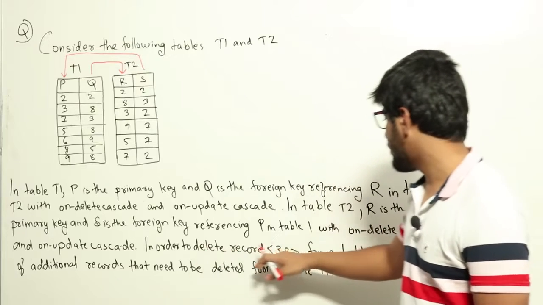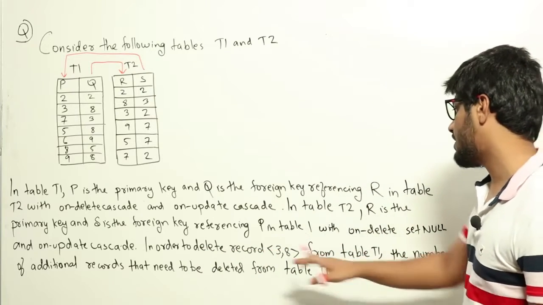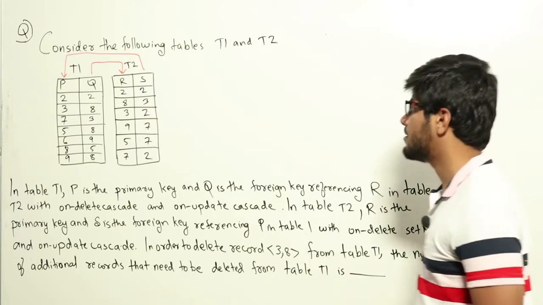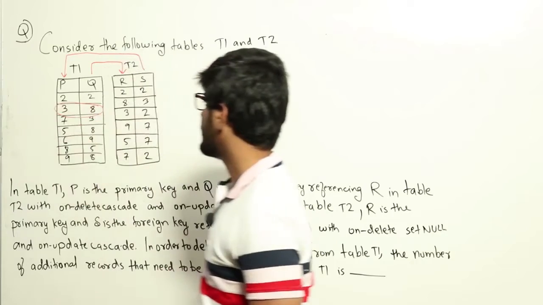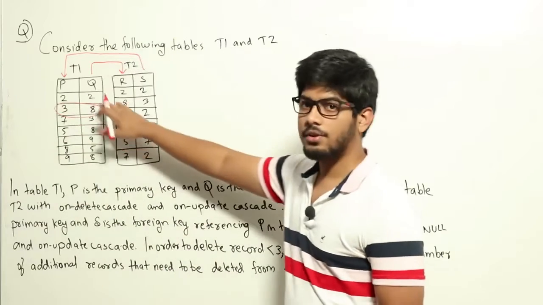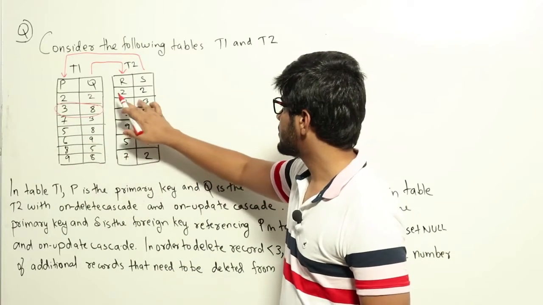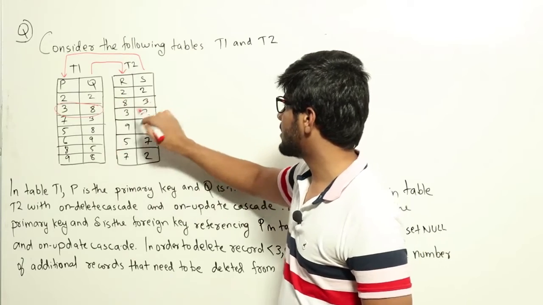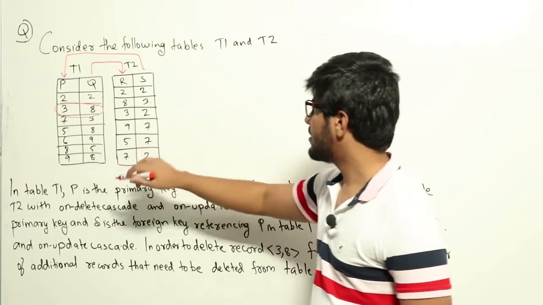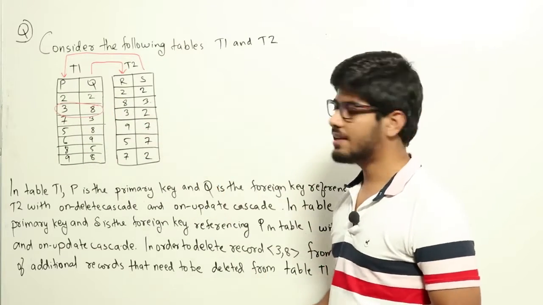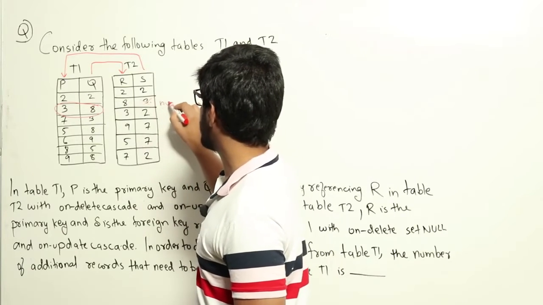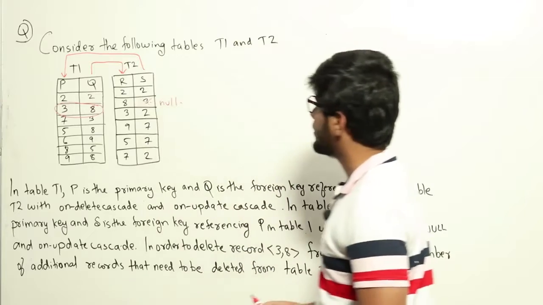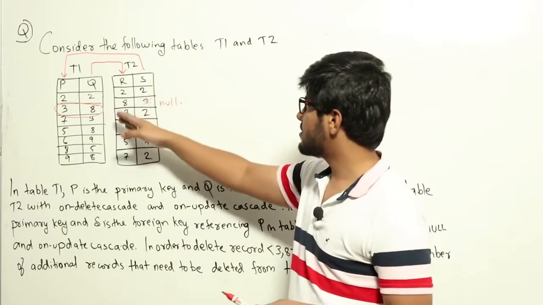In order to delete record 38 from the table, the number of additional records that need to be deleted from the table T1 is. So we are deleting this record 38. If you look at this here, this record is referencing 3. 3 is coming from P here, and the constraint is on delete set null, meaning this 3 we need to set as null now, and that's it. Nothing more is deleted.